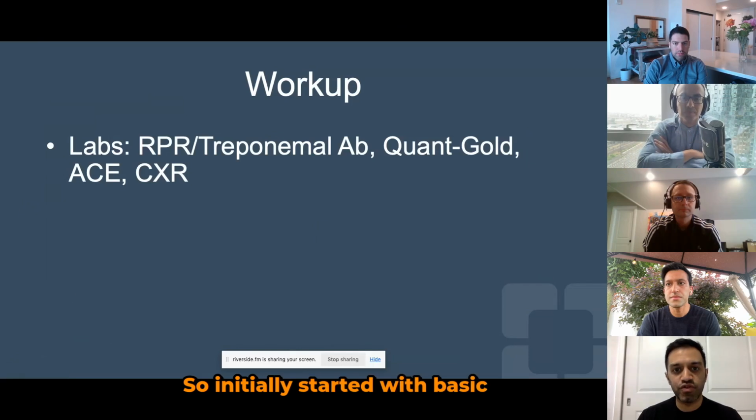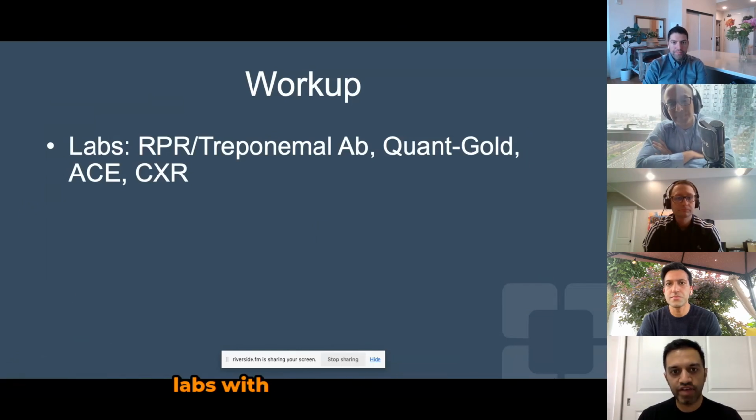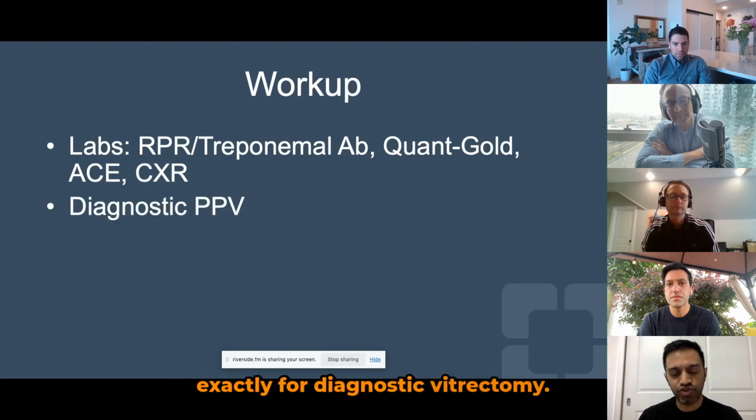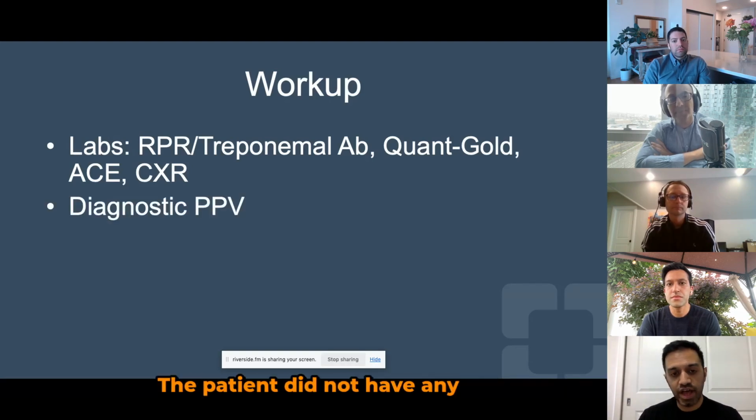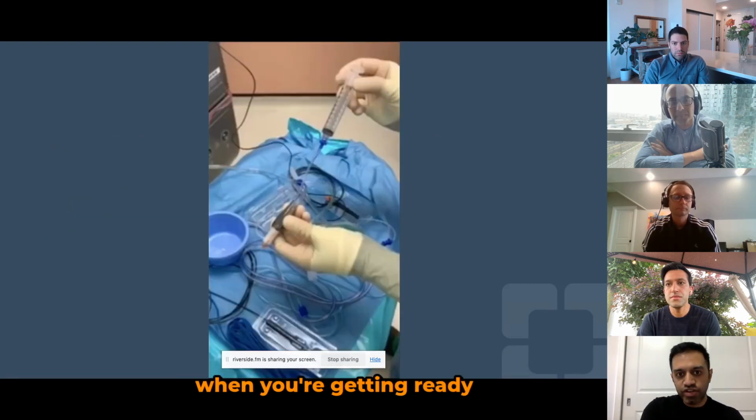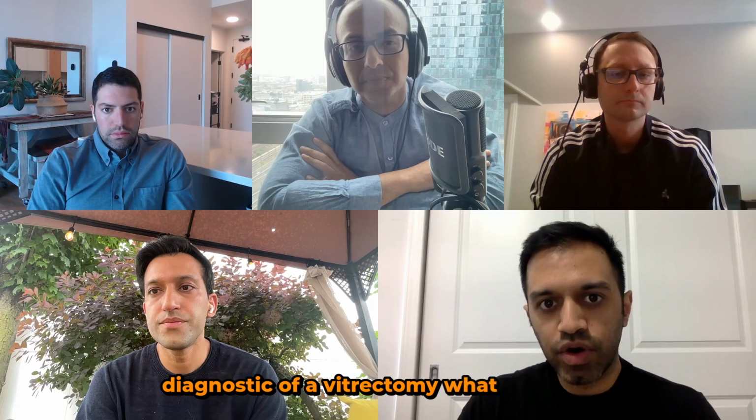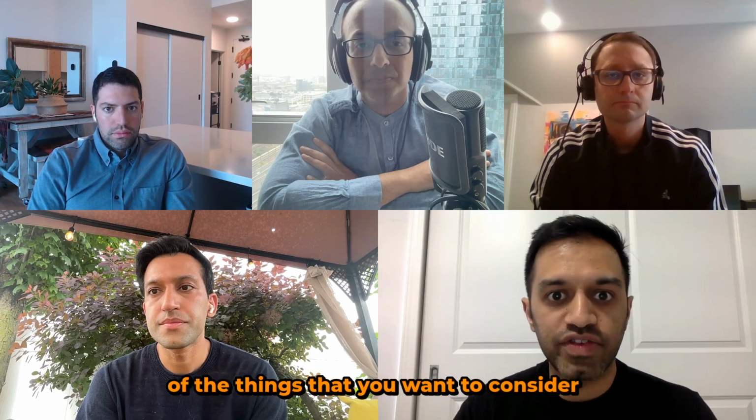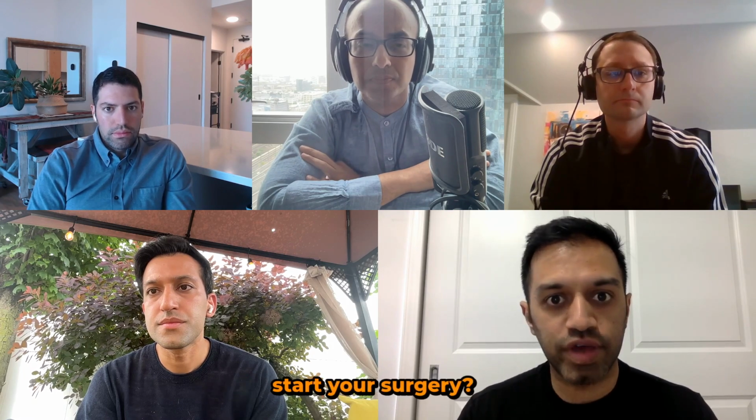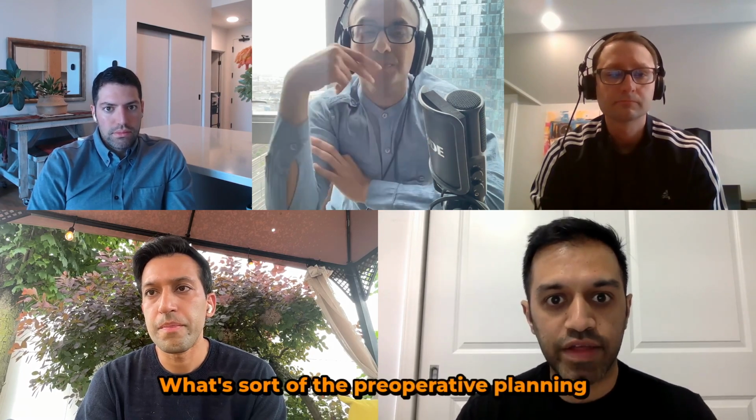Initially started with basic uveitis labs with syphilis, TB, sarcoidosis. And then actually signed up the patient for diagnostic vitrectomy. The patient did not have any known past oncologic history and had not had a previous MRI, so that was ordered as well. When you're getting ready to do a diagnostic vitrectomy, what are the things that you want to consider going into the operating room before you start your surgery? What's the preoperative planning that you want for this?